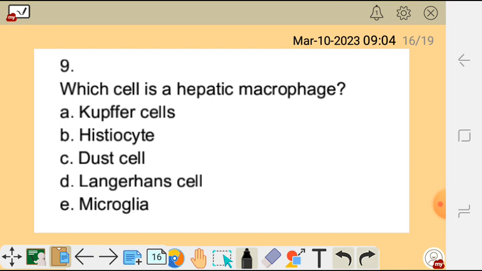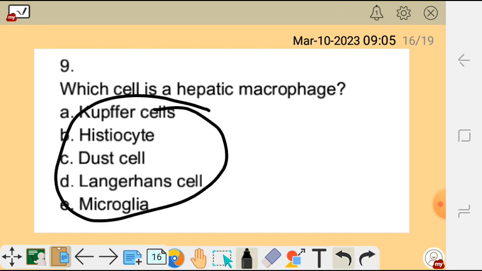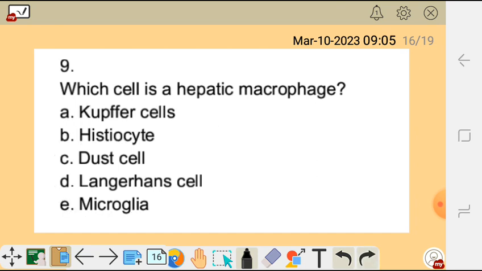So here, which one among these cells are hepatic macrophages? So the Kupffer cells are hepatic macrophages. They are found in the liver lobules. In the lining of the sinusoid, we find the Kupffer cells, which engulf bacteria and other foreign materials in the liver. The histiocytes are found in the connective tissue. The connective tissue, we find what we call histiocytes. Those are all macrophages, but they are named according to the area where they are found.